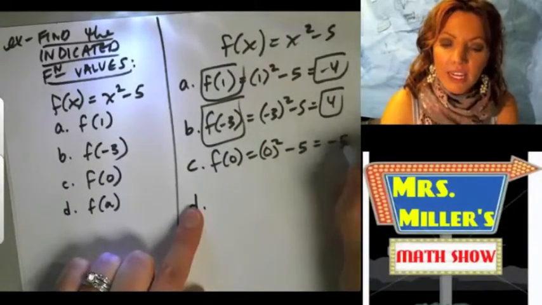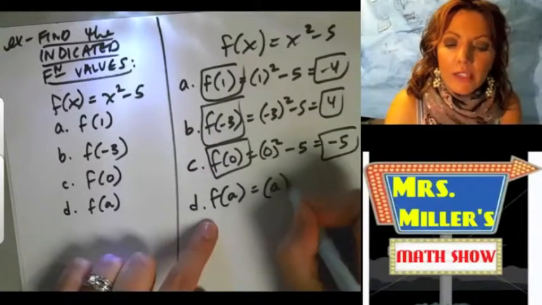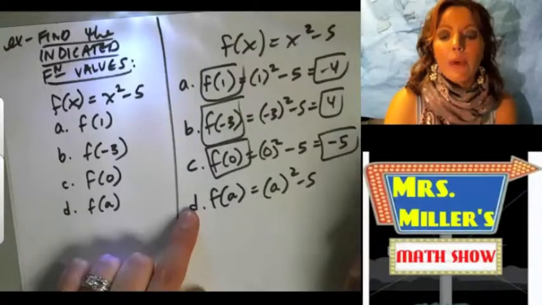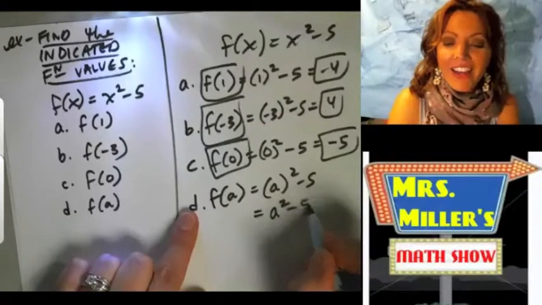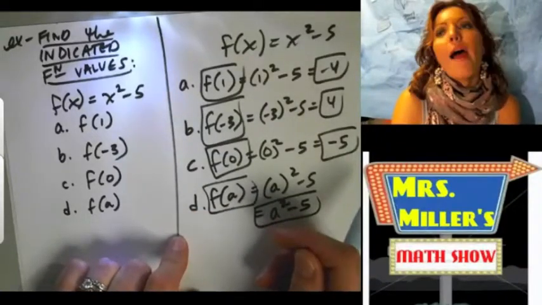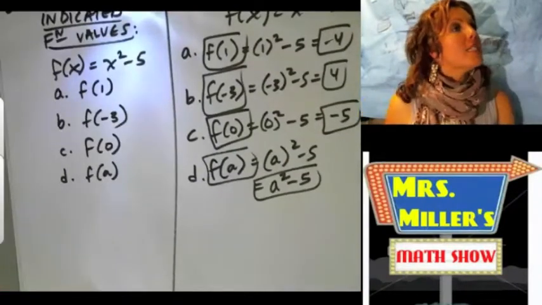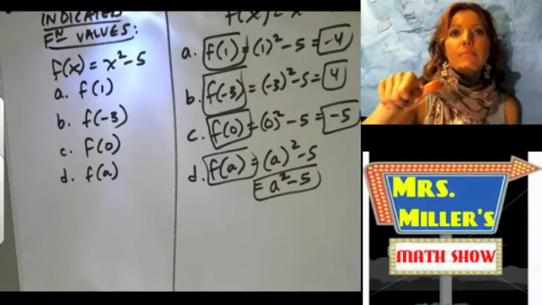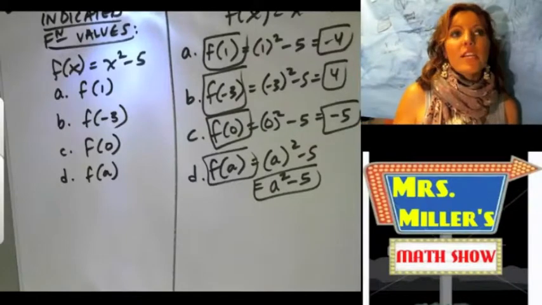Good. Cool. Last one, f of a. We are literally, don't overcomplicate, plugging in an a. What is a to the second power? A squared. A squared. Okay, questions? Show me where we are. Easy, medium, hard. Okay, questions?